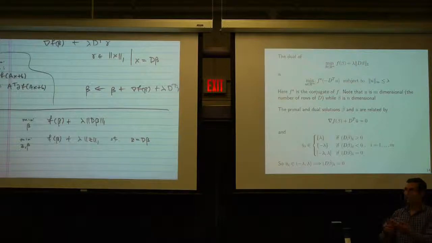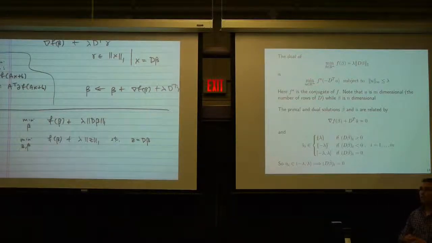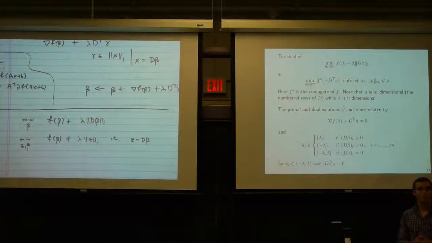Another thing to point out is that beta was n-dimensional. U here is going to be m-dimensional, where m is the number of rows of D. For example, if D had many more rows than columns, say I was fusing over a graph that had way more edges than nodes, then the dimension of U is the number of edges. So I'm paying somewhat of a price just to look at the dual, because my dual variable could be much higher dimensional than my primal. It's m versus n.